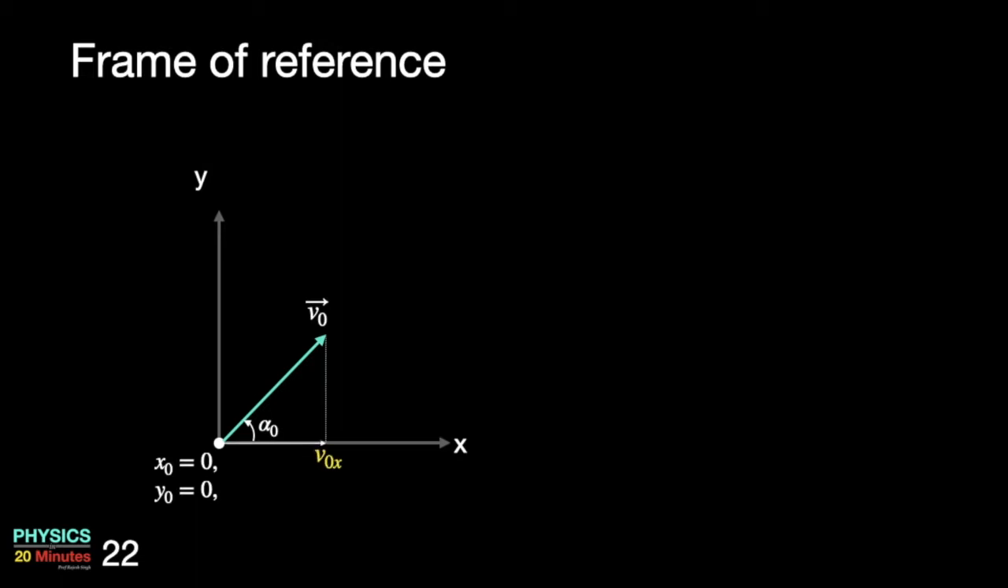The initial velocity vector has an x component, which can be written as v0x, and v0x will be v0 cos alpha 0. You can see from the diagram that this is the adjacent component of the velocity vector. We also have a vertical component, v0y. You can see that this side is the same as this side, and this side is opposite to alpha 0, so it's a sine component, and therefore v0y is v0 sine alpha 0.